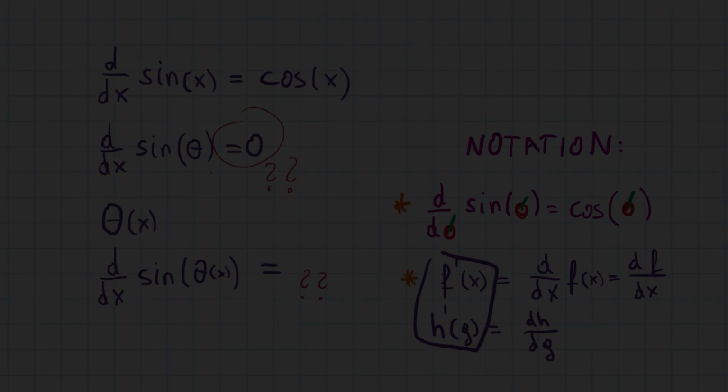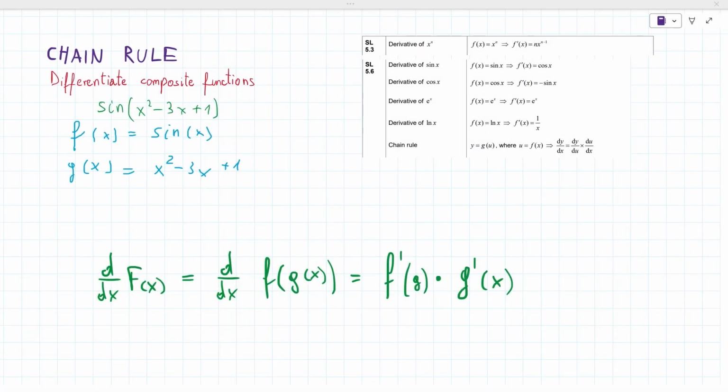And even though this notation doesn't explicitly tell us as much as this one, it'll be worth using as a shorthand. So we're ready to discuss the chain rule. And to be a bit more formal, we'll use this to differentiate composite functions. So situations when we have a function inside of another function. You should be familiar with the idea of composite functions. If not, make sure you revise that before continuing with this video.